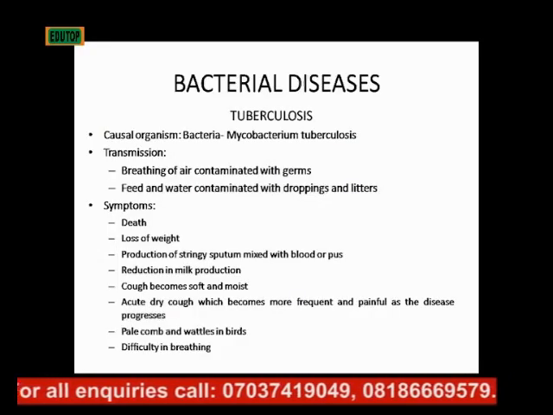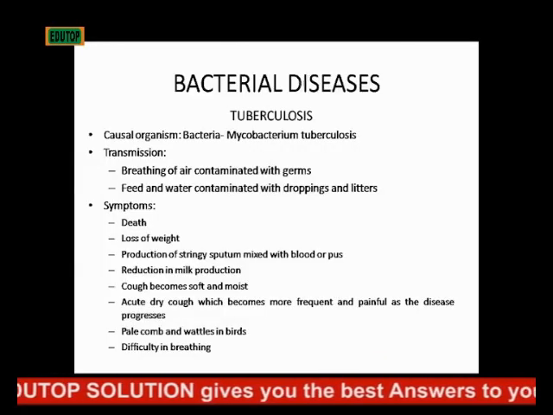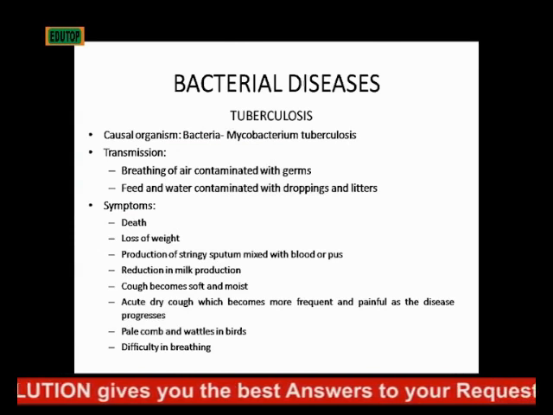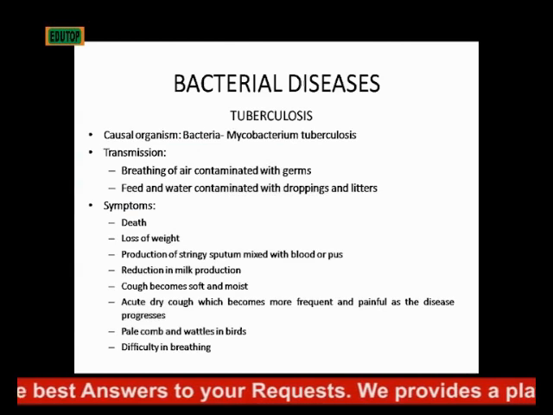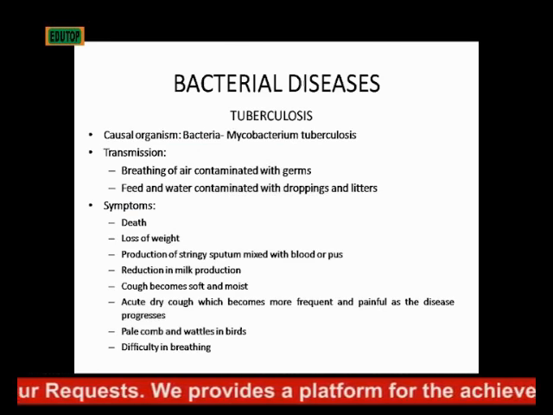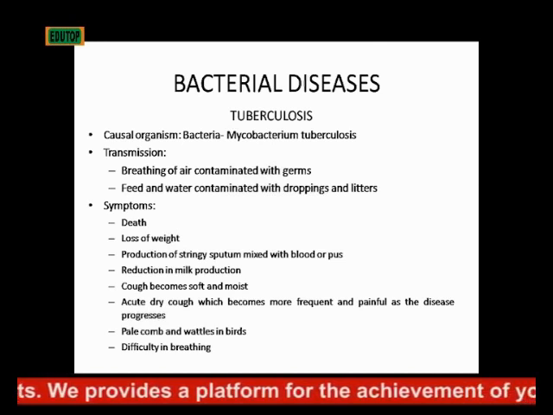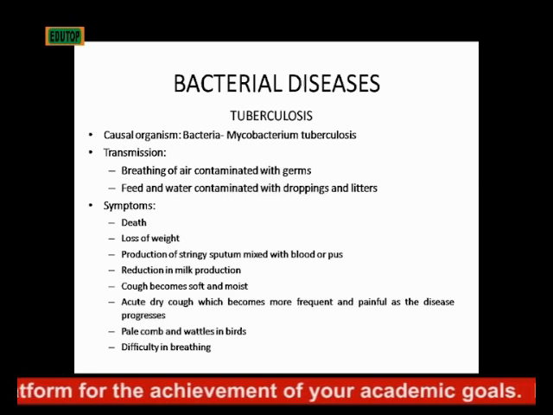Also, when the animal gets in contact with feed and water that has been contaminated with droppings and litter, it can get infected. The symptoms: first is death, then loss of weight, if the animal does not die instantly. Then production of stringy sputum mixed with blood or pus. The animal begins to release some sputum from the mouth, but you discover either pus or blood in the sputum.